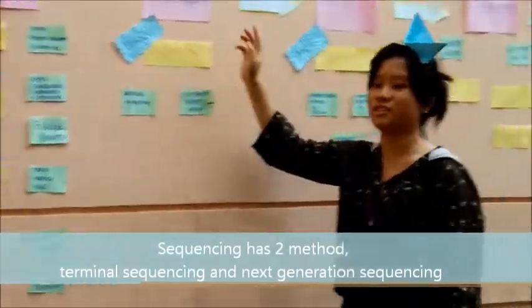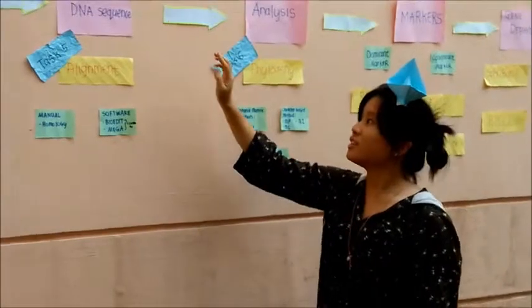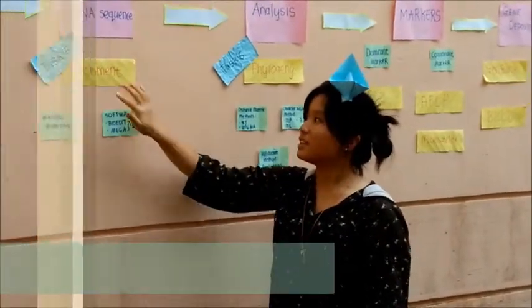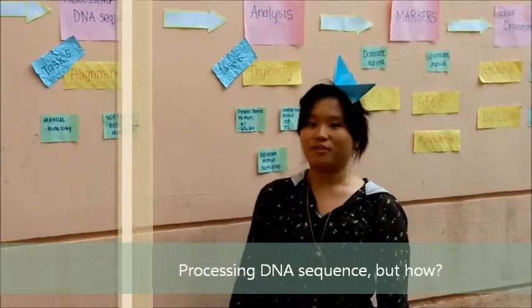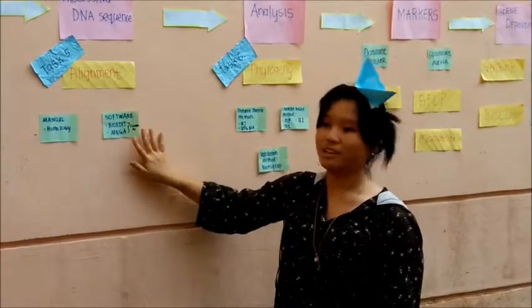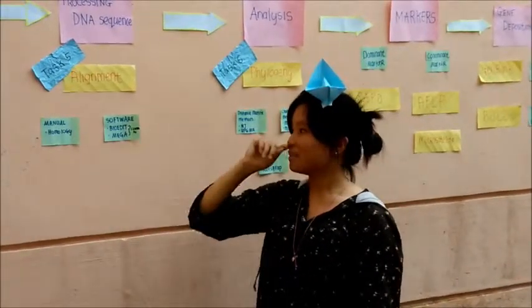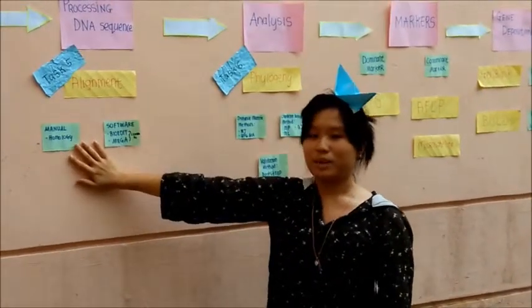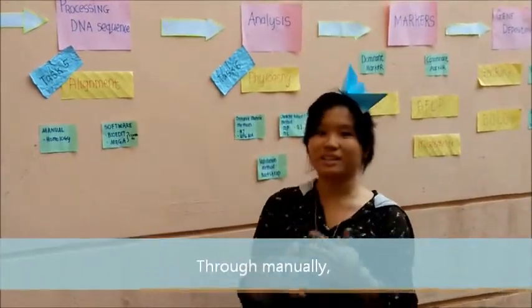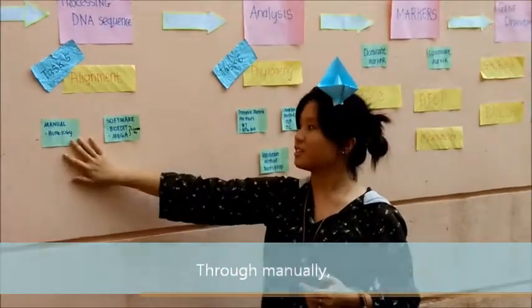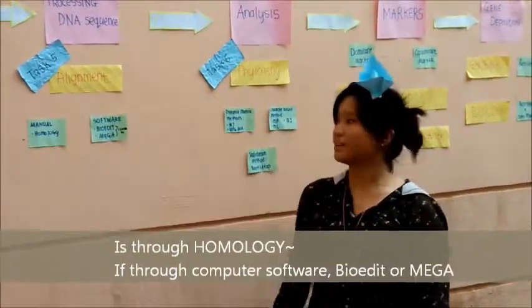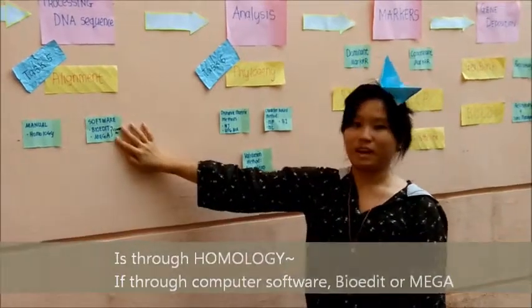Next, we proceed to category 2. That is processing DNA sequence. How do we do the alignment of the DNA? We can do it manually or by computer software. Manually, we can make the DNA alignment from homology, and by computer software, there are BioEdit and MEGA software.